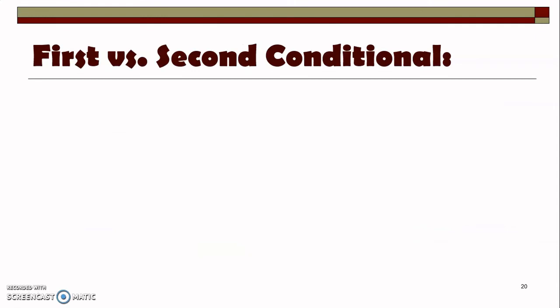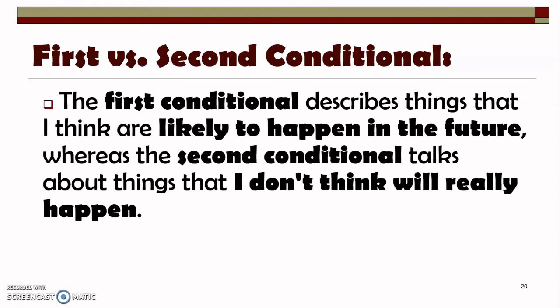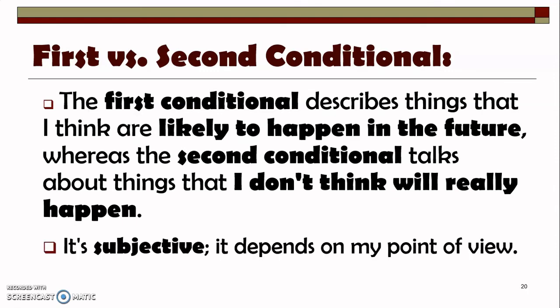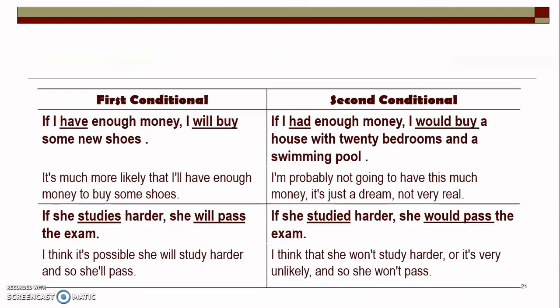Now let's compare first versus second conditional. The first conditional describes things that I think are likely to happen in the future. In contrast, the second conditional talks about things that I don't think will really happen. So it's kind of subjective. It depends on my point of view. Let me give you some examples.